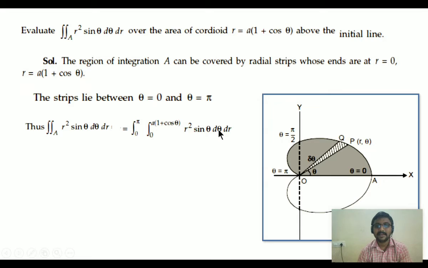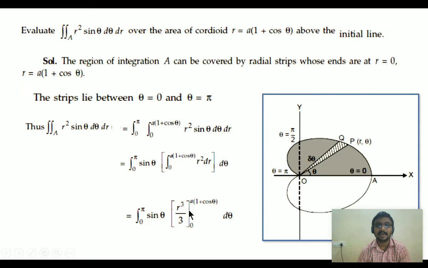First we have to integrate with respect to r and then theta. While integrating with respect to r, keep theta as constant. That is, sin theta is kept as a constant. Then r square integrated with respect to r gives r cube by 3. We just have to replace the upper limit as a into 1 plus cos theta and the lower limit as 0.